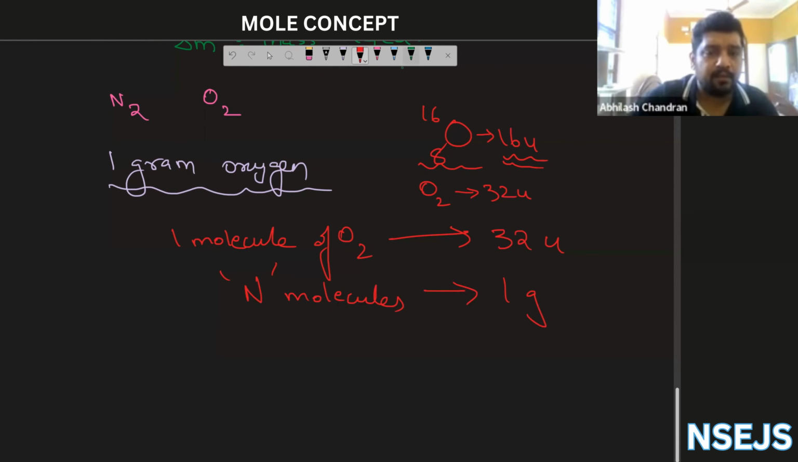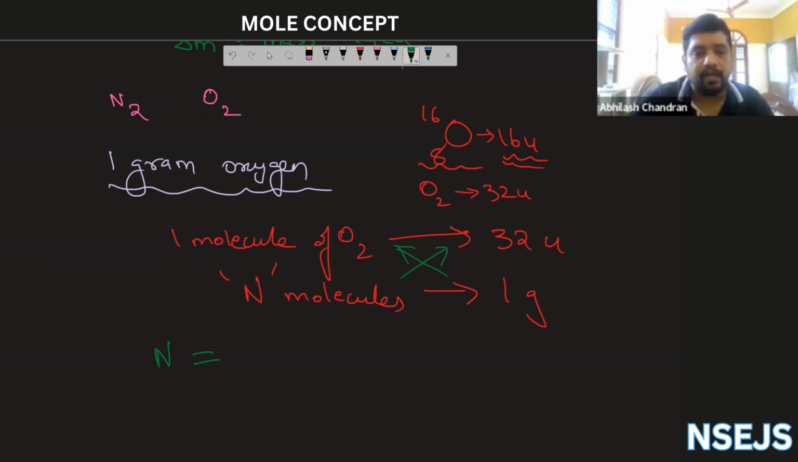Let's see what this number is going to be. Unitary method, right? So you could cross multiply and you could get n into 32 u is equal to 1 into 1 gram. So n is equal to 1 gram divided by 32 AMU, right?